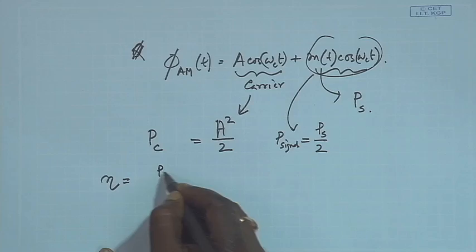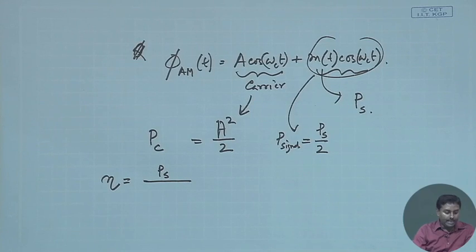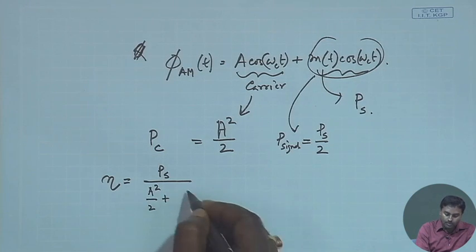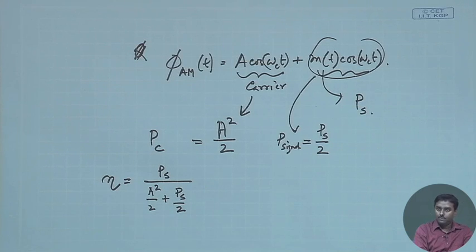If I was not employing any carrier modulation, I could have transmitted this in the baseband. So, m(t) was getting transmitted, and the corresponding signal power was PS. This is what I wish to transmit, whereas due to this particular modulation I am transmitting a little bit more. I should have transmitted PS, but right now I am transmitting A square by 2 plus PS by 2.